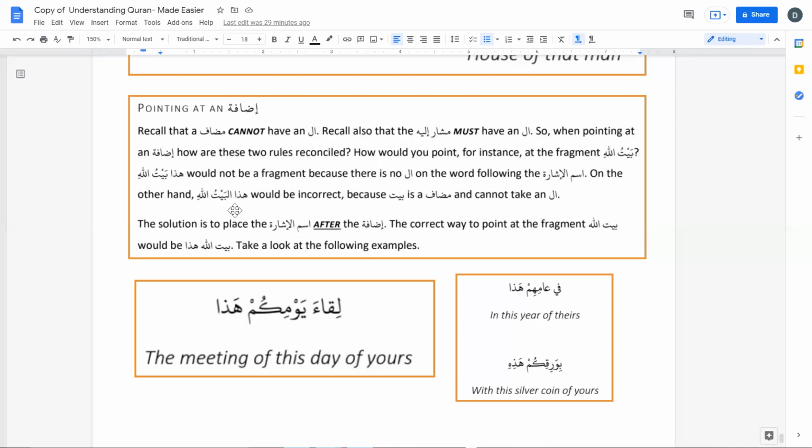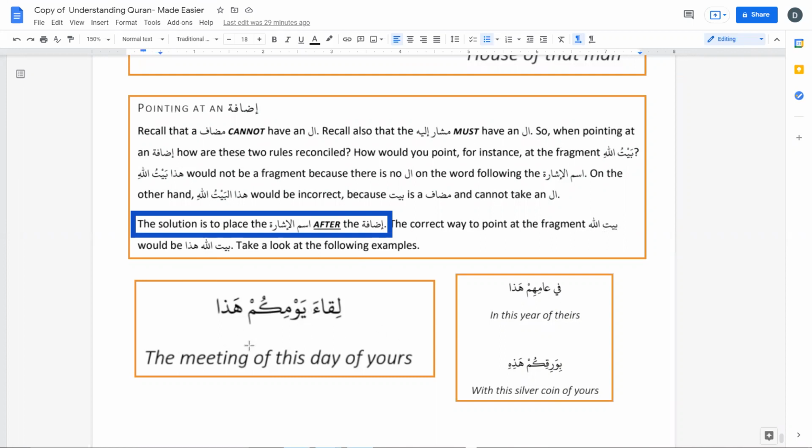How can we say it? If we want to point to a fragment of idafa, we can bring the ism ishara at the end: Baitullahi hadha, this, the house of Allah. The solution is to place the ism ishara after the idafa. The correct way to point at the fragment of idafa, Baitullahi, would be Baitullahi hadha.